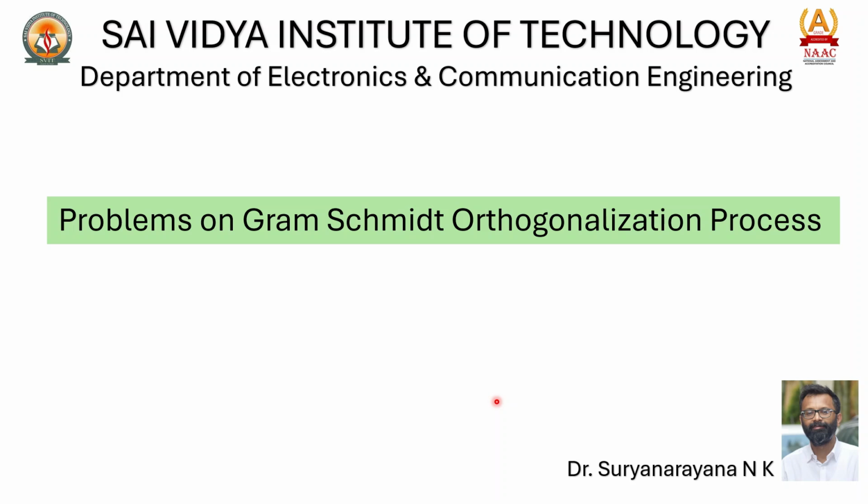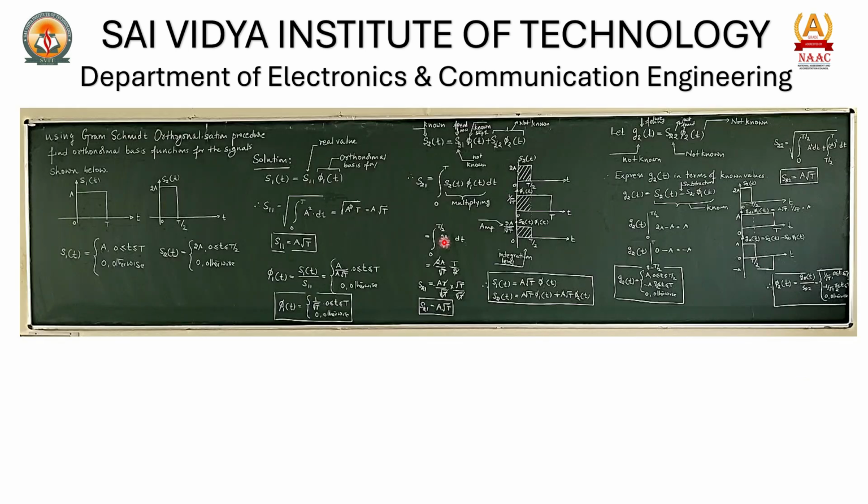In this session, we solve some problems on the Gram-Schmidt orthogonalization procedure. From the previous session, it is clear how to represent a finite duration energy signal in terms of orthonormal basis and the signal vector. So now, using the Gram-Schmidt orthogonalization procedure, find the orthonormal basis function for the signals that are shown below.